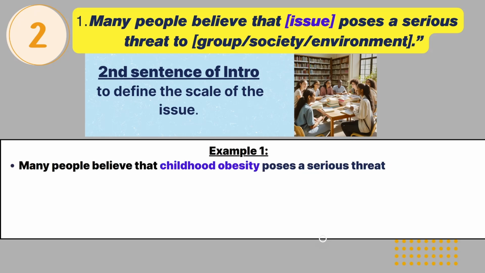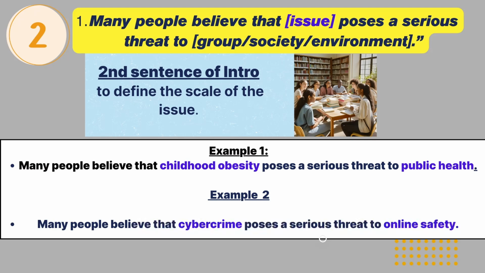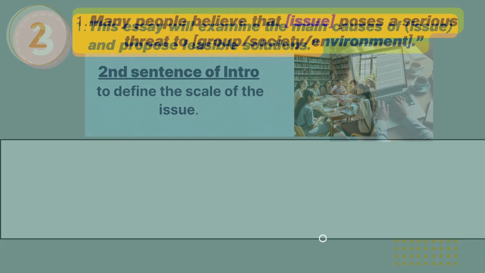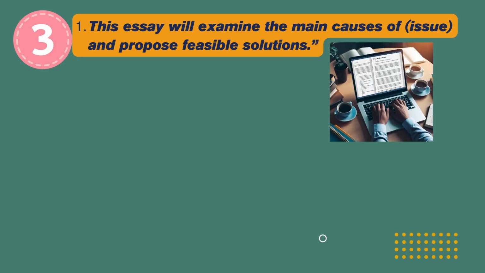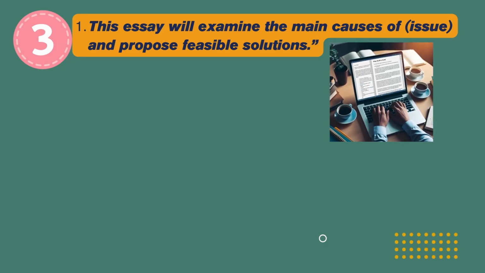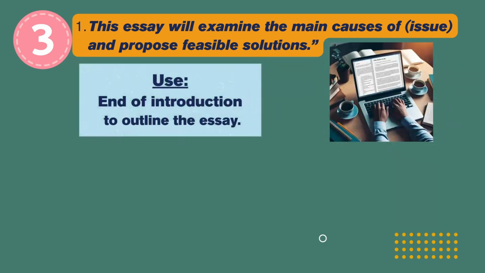Another example is, many people believe that cybercrime poses a serious threat to online safety. So you can see how varied topics and concerns can be demonstrated well using these phrases. Sentence 3. This essay will examine the main causes of the issue and propose feasible solutions.